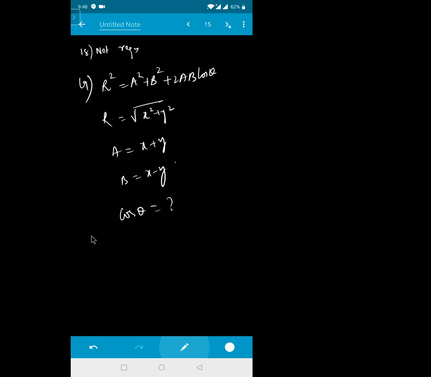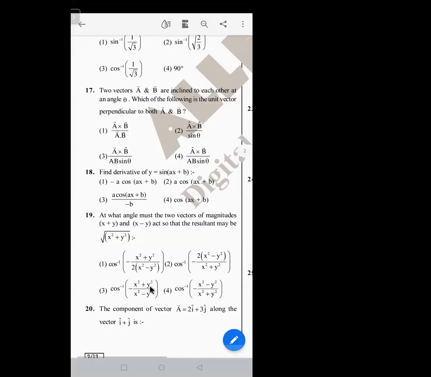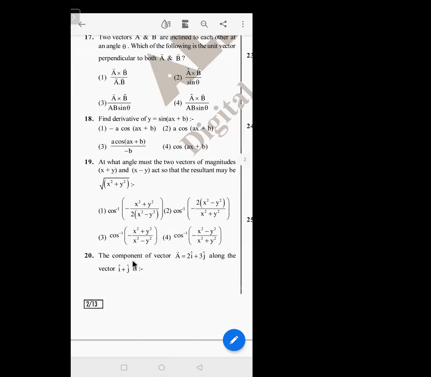Chalo. Question number 20, very good question again. How many of you might have done it? The component of the vector A bar equal to 2i cap plus 3j cap along the vector i cap plus j cap is equal to how much? We need the component of A bar along the vector i cap plus j cap.